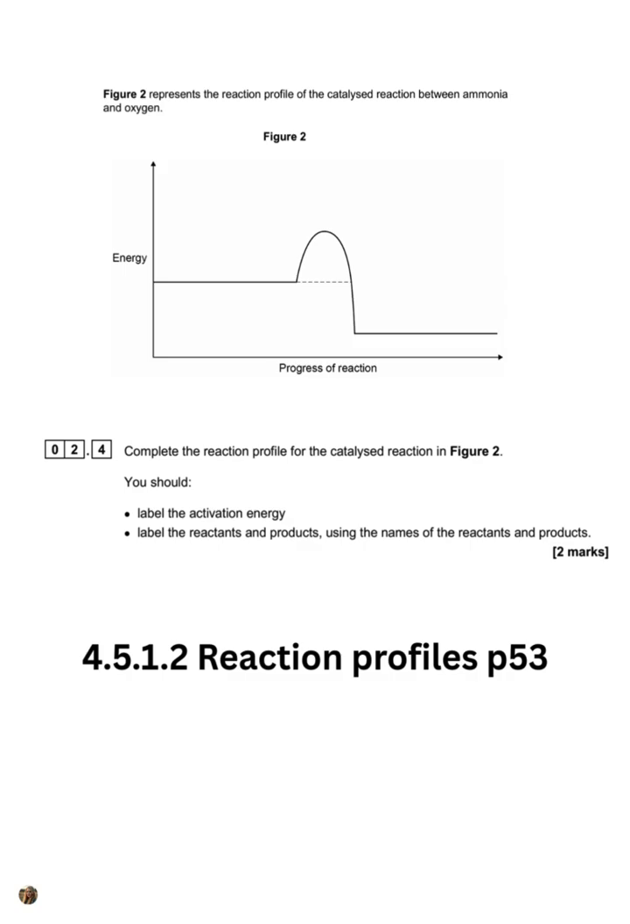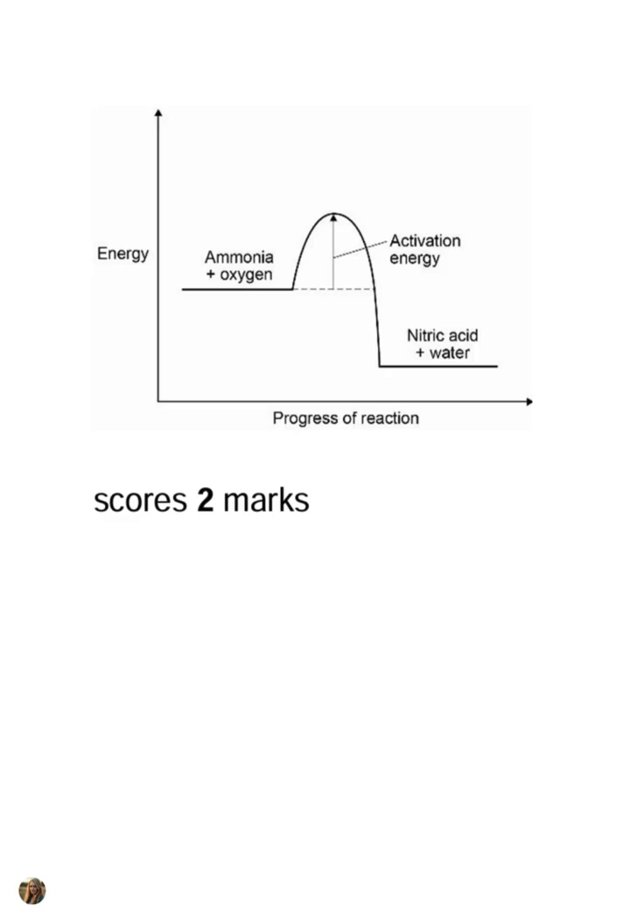Right, for reaction profiles, have a look at page 53 of the specification to see what you need to know. So this is what your answer should look like. So for the activation energy that you were told to add, it should be a labelled vertical arrow from the dotted line up to the peak. So it should only point upwards strictly, but they are a little bit generous and said ignore arrowheads.